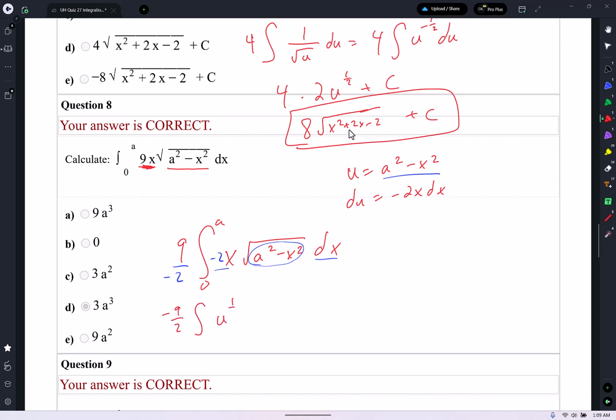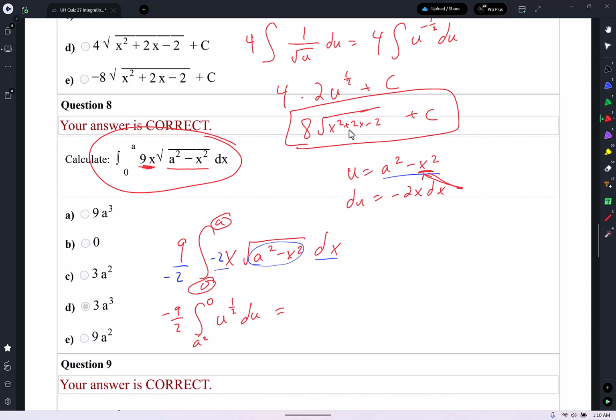So let's rewrite it. So negative 9/2 integral square root of u. So I'm going to write u to the 1/2 du. Put the du in the end, guys. All right, when x is 0, plug in a 0 for x, you get a squared. When x is a, plug in an a for x right here. A squared minus a squared, that's a 0. And there it is. We're not going back to our x, guys, because we have definite integrals.